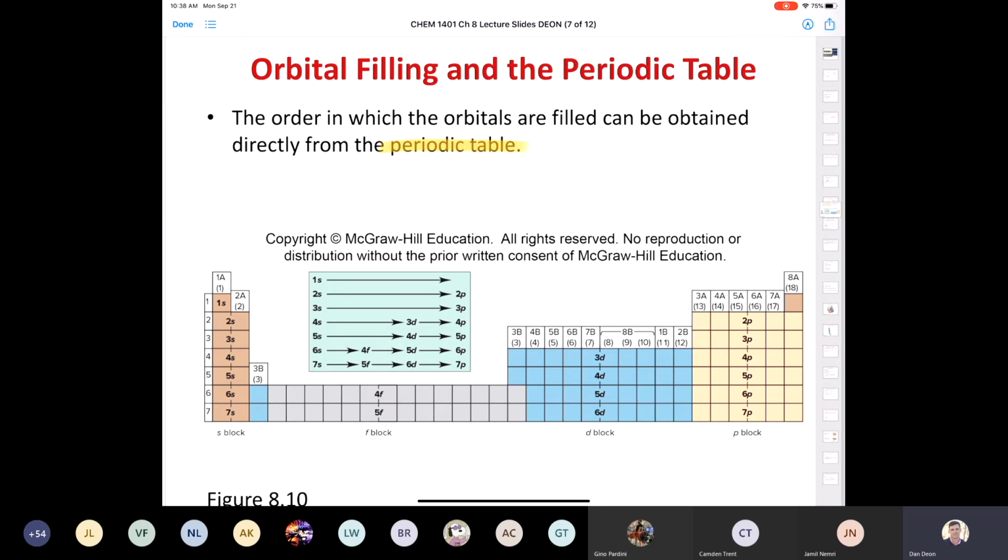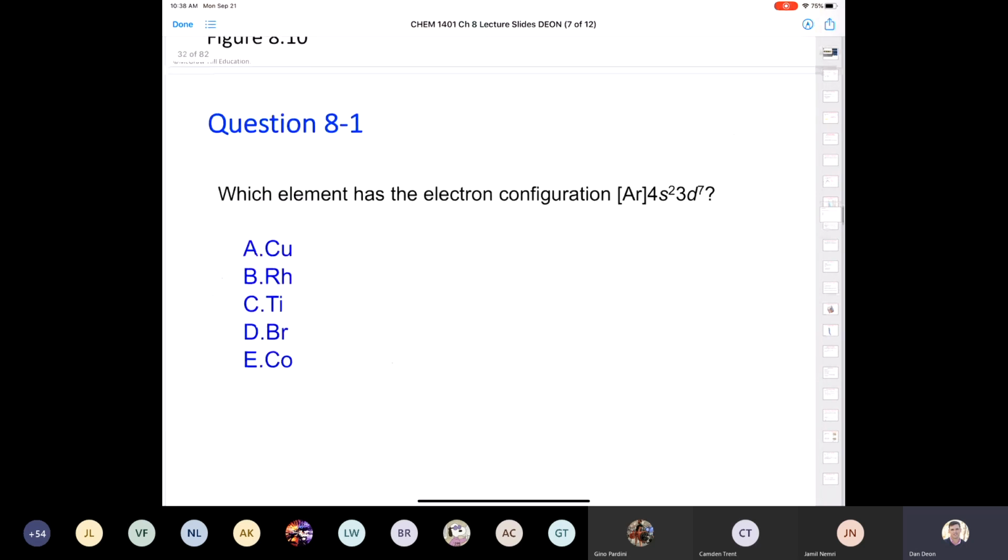We've got 2 minutes. Let's try one question, and then you guys are probably eager to move on with the rest of the day anyway. It says here, which element has this electron configuration? I'll throw that out to my students and see if anybody can nail this one. Which element has this configuration? It's E. Yeah, cobalt.